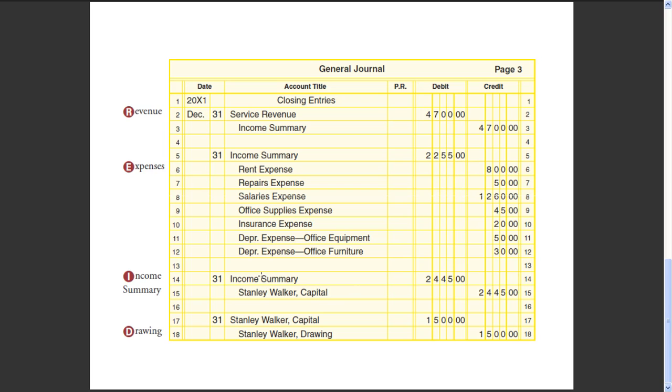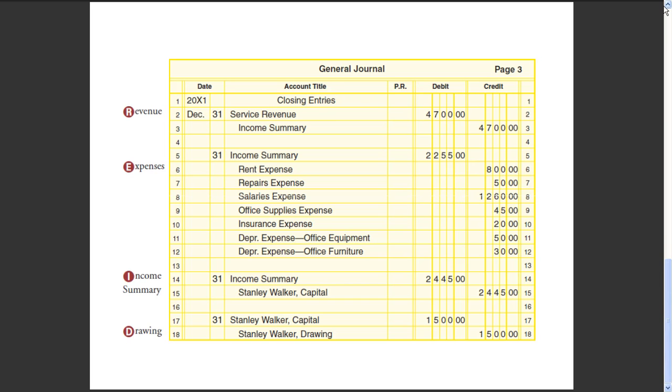The third step is taking the net balance in income summary, which is $4,700 credit minus a $2,255 debit from revenue and expenses. That is what's sitting in our income summary account. We want to close that balance out, the $2,445. Close that out to capital. That will be the final resting place for our temporary accounts. And the final step is to close our drawing account, which is a debit balance, and we want to close that to capital.